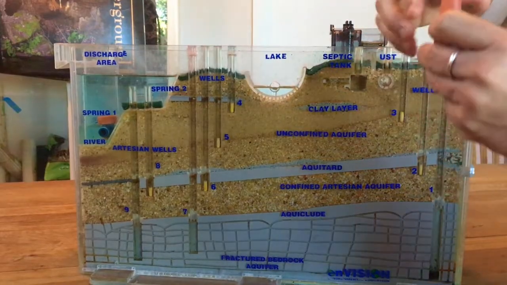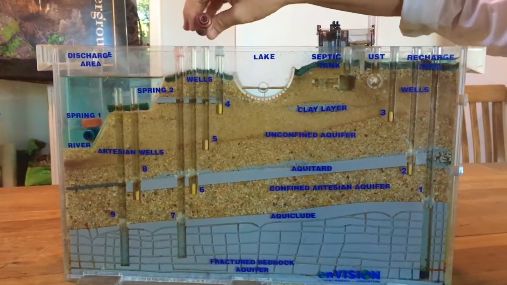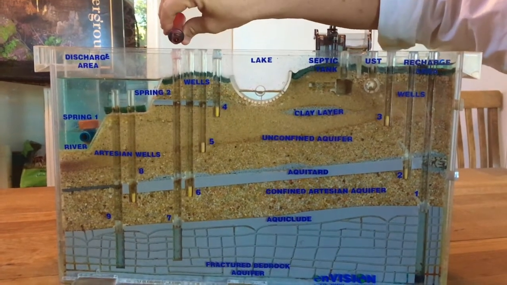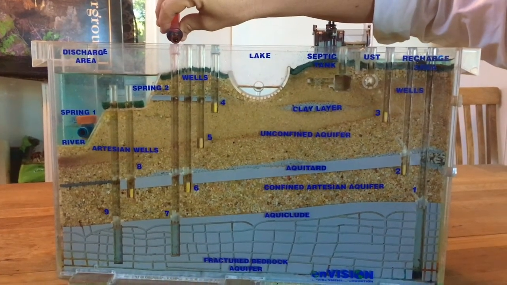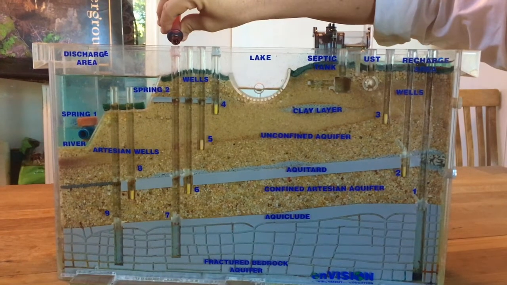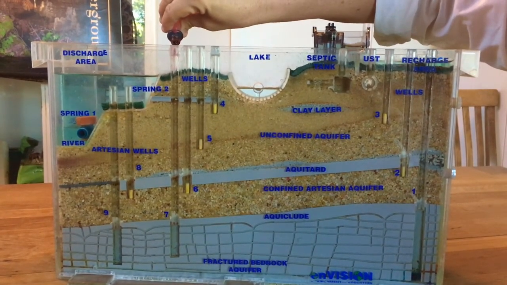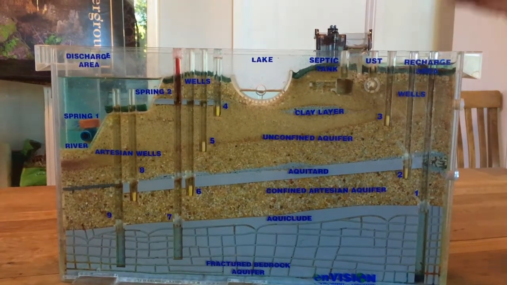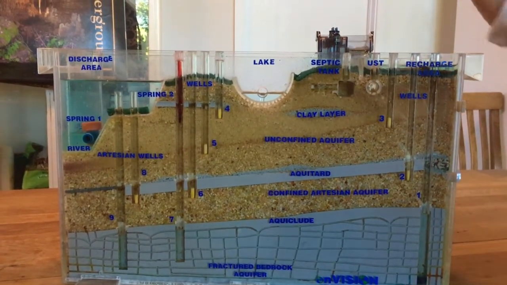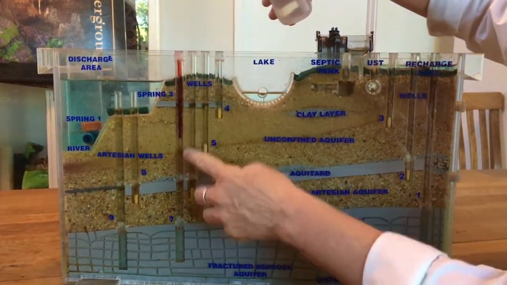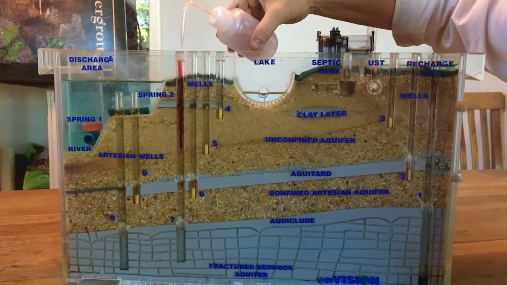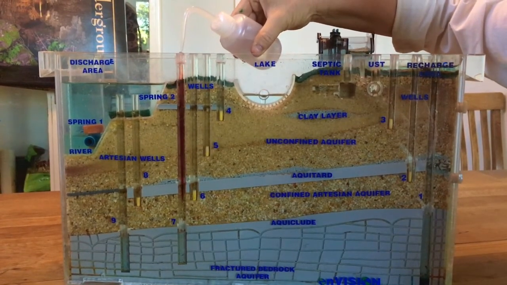So what we're going to do, my red dye represents trash in a well. So I'm just going to put a little here, maybe a couple of drops. All right, and then we're going to make it rain again. So you see, we're going to make our observations once again.